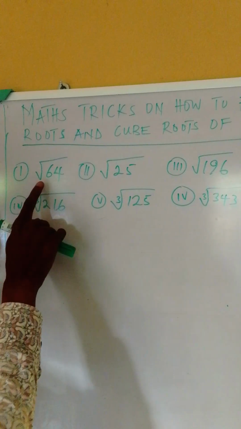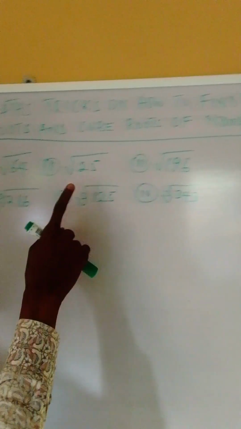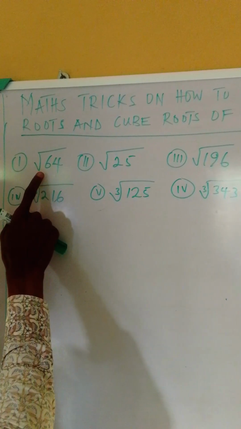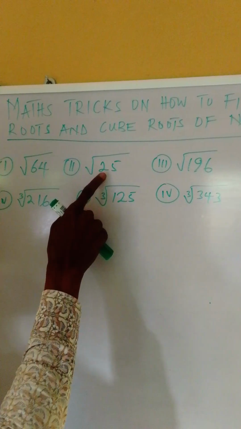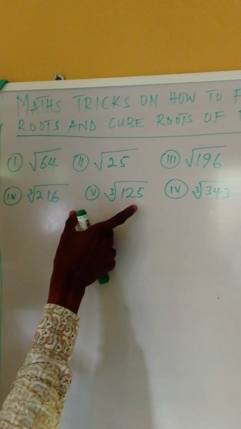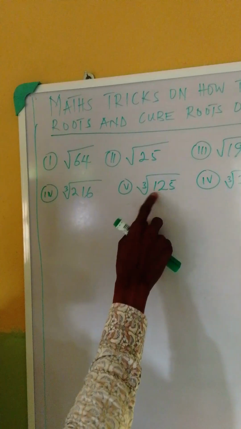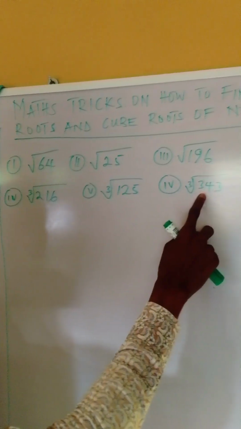So I have the square root of 64, square root of 25, square root of 196. Now we are asked to find the square root of 64, the square root of 25, square root of 196. Then down here we have the cube root of 216, cube root of 125, cube root of 343.